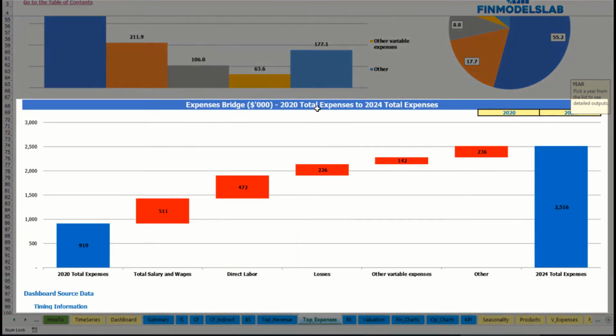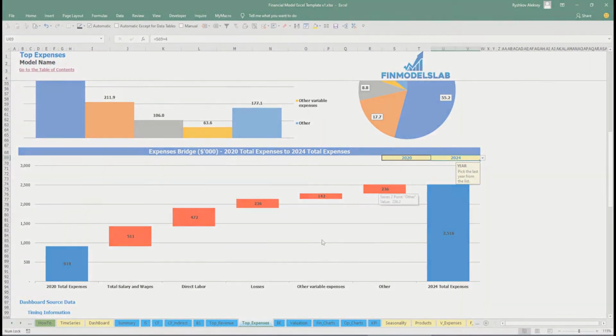On the expenses bridge, you may find the main drivers of expenses growth between these 2 years. These years are also changeable, so you may select the first year and the last year. And you may see that total expenses starting in 2020 will change to total expenses in 2024 by this waterfall.